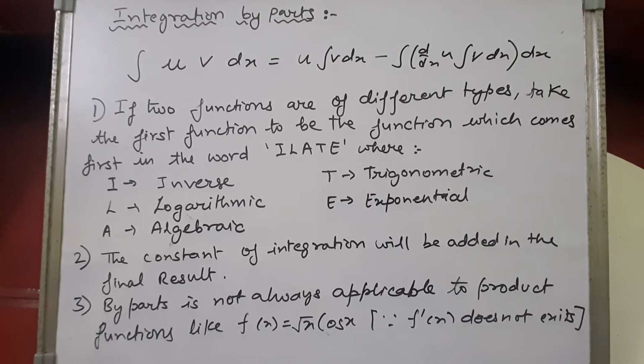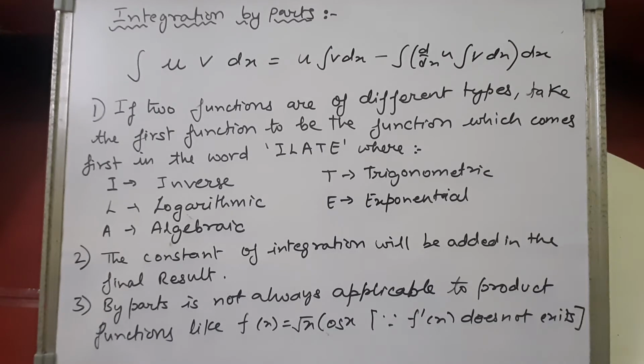The third point that we need to keep in mind is that integration by parts is not always applicable. It is not always applicable to a product function. Say the product function f(x) is root x cos x. Here by parts is not applicable. Why? Because the derivative of this function root x cos x does not exist. So sometimes in a product function by parts is not applicable; it is not always applicable.